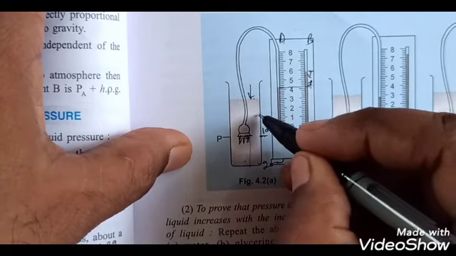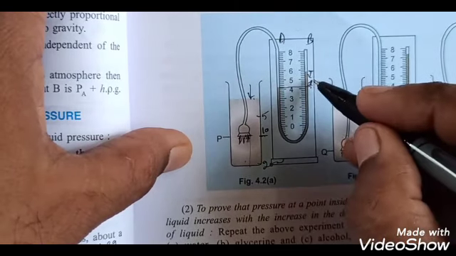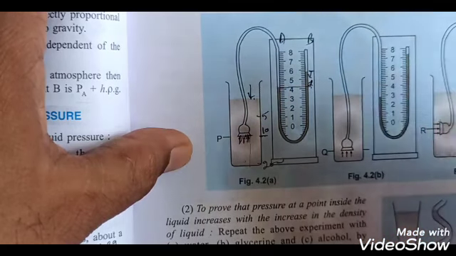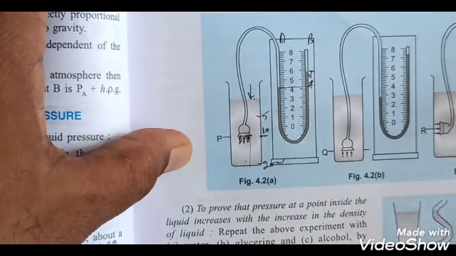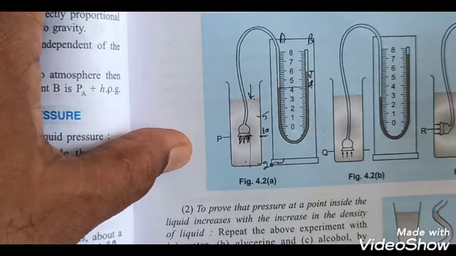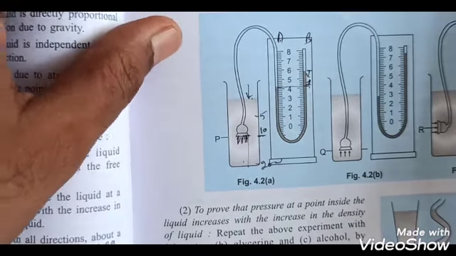If you decrease the depth to 5 centimeter, then pressure will decrease. So the difference in level of liquid in both the limbs will be even lesser. Then pressure will be less. So it proves that pressure in a liquid depends on its depth. More the depth of the liquid, more is the pressure.